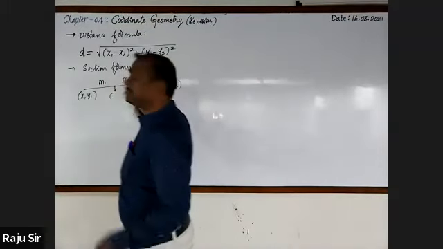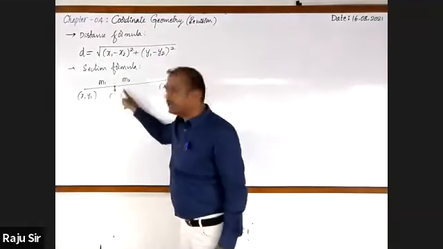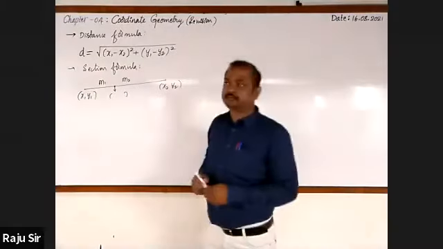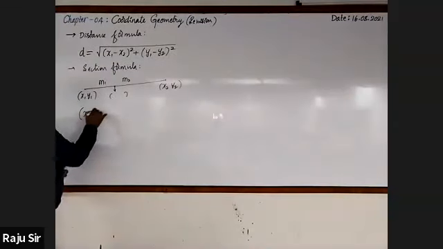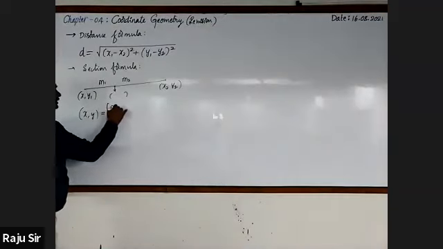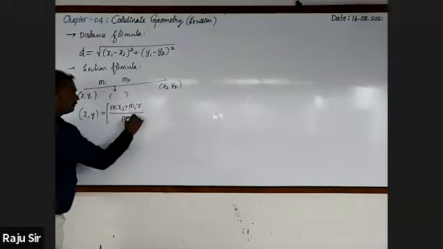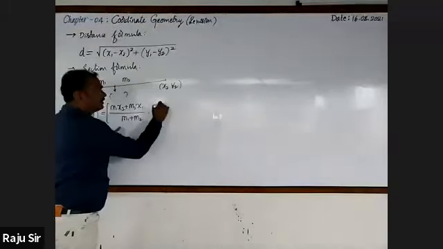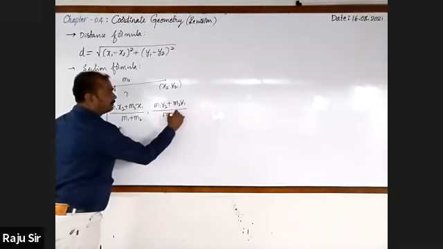Let me repeat what it is. The section formula is used to find out the coordinates of a point which divides the given line in the given ratio. Then what is that formula? Coordinates of this point is equal to, the x coordinate is (m1 x2 plus m2 x1) by (m1 plus m2). The y coordinate is (m1 y2 plus m2 y1) by (m1 plus m2).